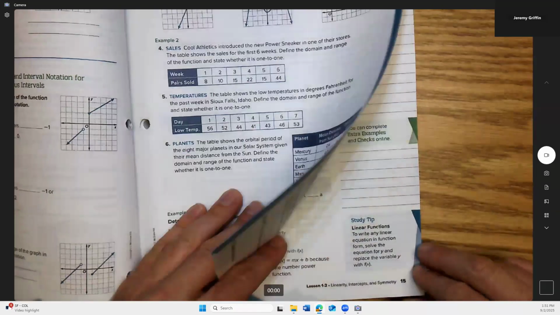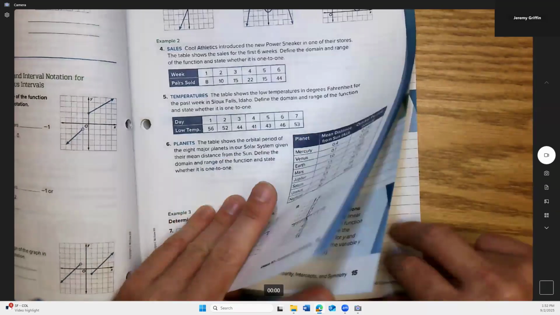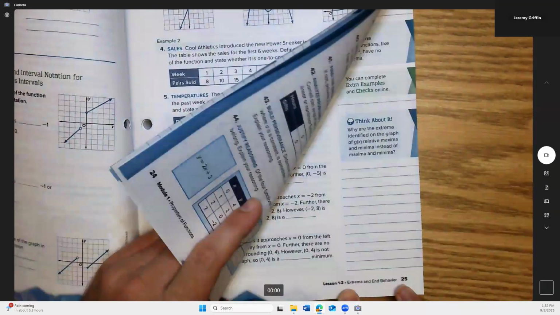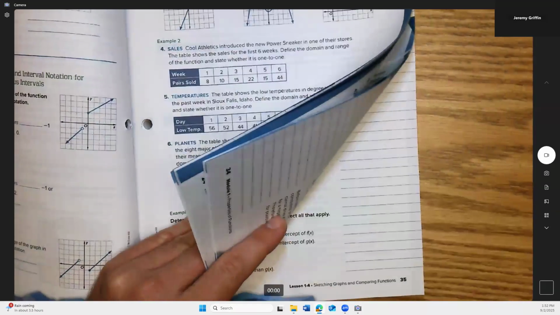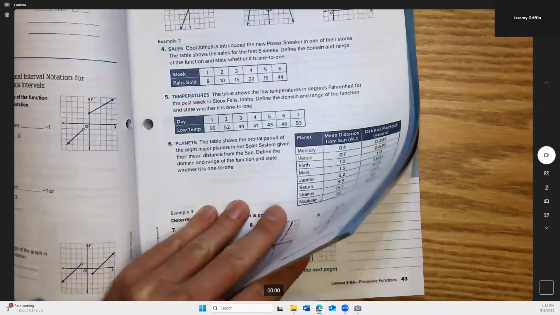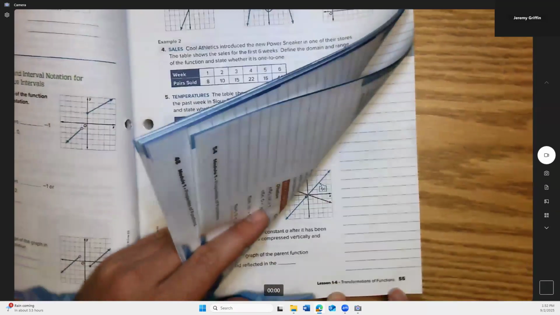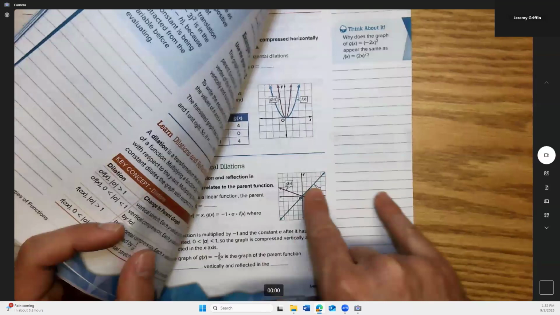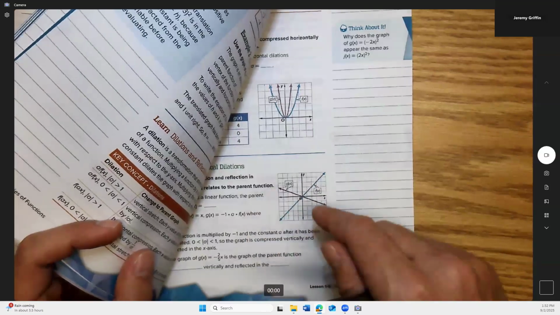For 1-2, we've got linearity, intercepts, and symmetry. 1-3 is extrema and end behavior. 1-4 is sketching graphs and comparing functions. 1-5 has piecewise and absolute value functions. 1-6 is transformation of functions. Transformations is how you take a graph and slide it to the right or to the left, or up or down, or horizontally flip it or vertically flip it, or stretch it.